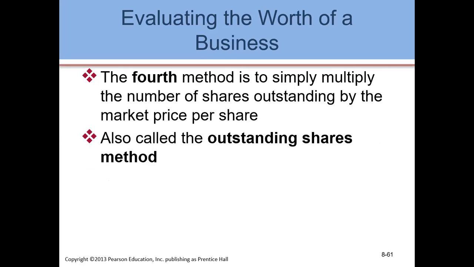The fourth method to calculate the worth of a business is to simply multiply the number of shares outstanding by the market price per share, and that is also known as the outstanding shares method. So that is the fourth style with which we can calculate the worth of the business.